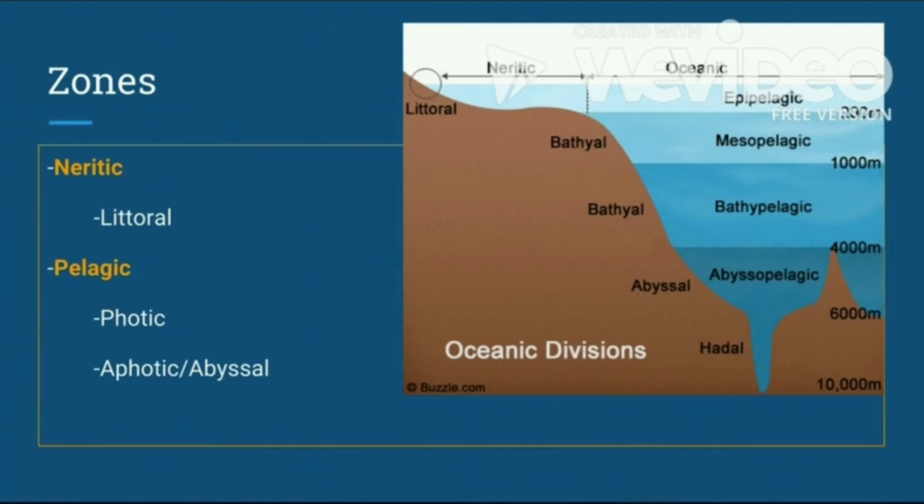adaptations such as anchoring. The pelagic zone is concentrated away from the shorelines and includes both photic and aphotic zones. Energy sources are photosynthesis in the photic zone and fallen organic matter and chemosynthesis in the aphotic zone.